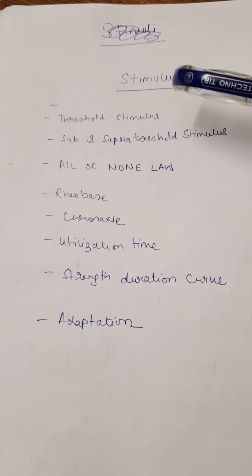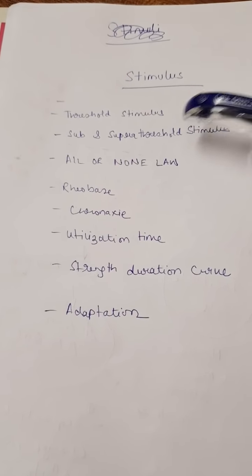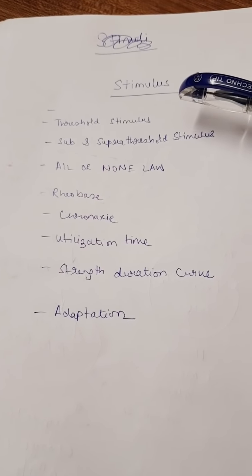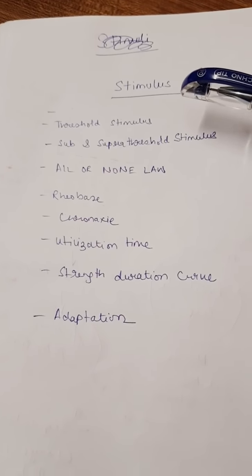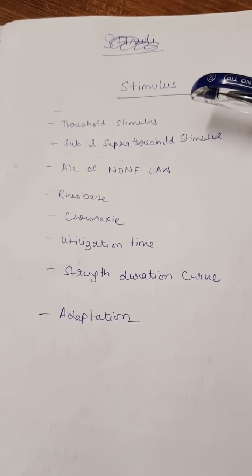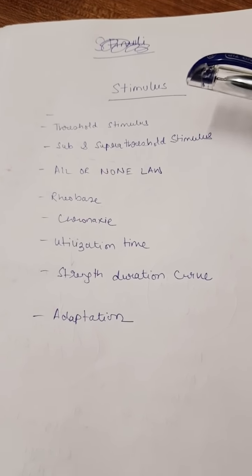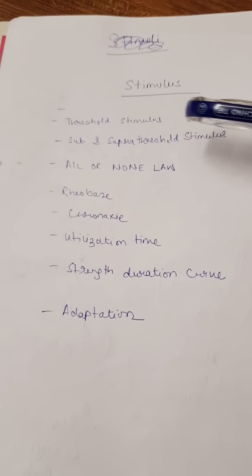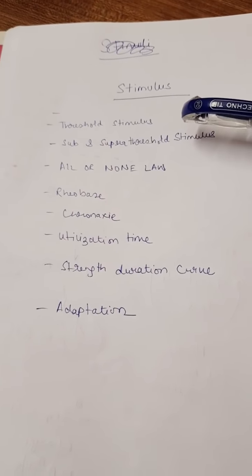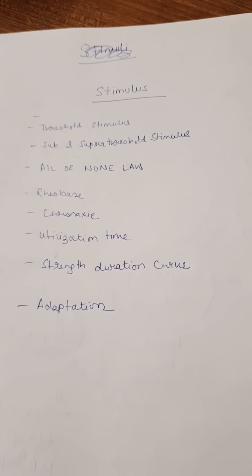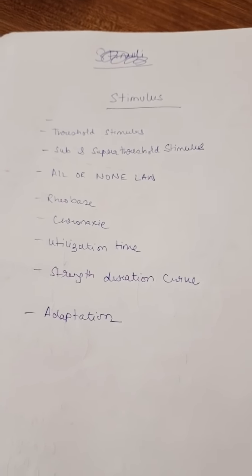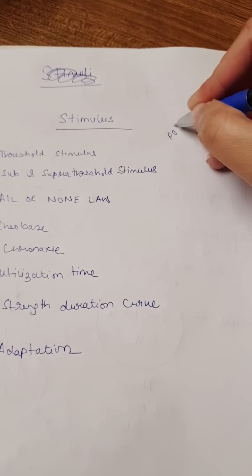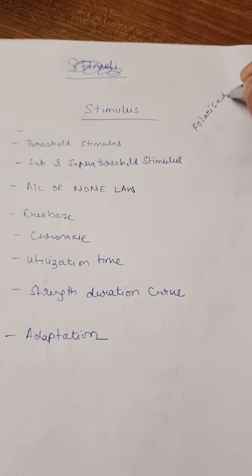Okay, so what is a stimulus basically? A stimulus is any agent which can cause changes in the membrane to give rise to an electrical response. So basically, what is the normal state? The normal state of the membrane is polarized. Okay, so the normal membrane is polarized.